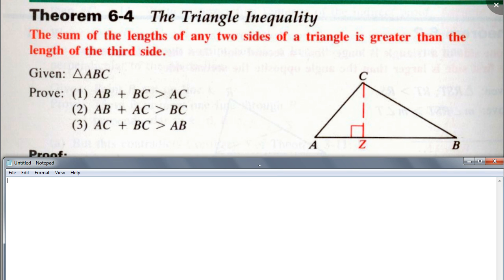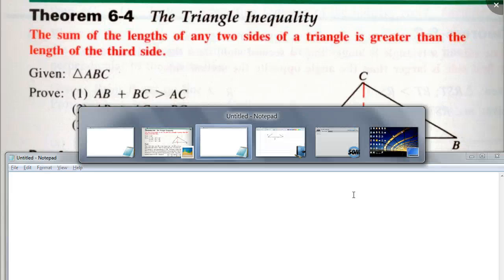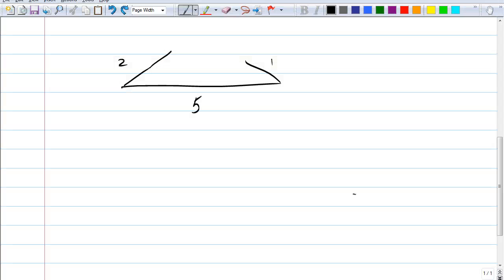What is it saying? It's saying something sort of simple that you should already know. As you write this down, think about what it's saying. Go ahead and write it down. So Dylan, what do you think this is saying here? Yeah, when you add the two sides, it's got to be longer than the third side. So let me ask you this question. If I have three segments like this, 2, 5, and 1, is it possible to form a triangle with lengths like 2, 5, and 1?